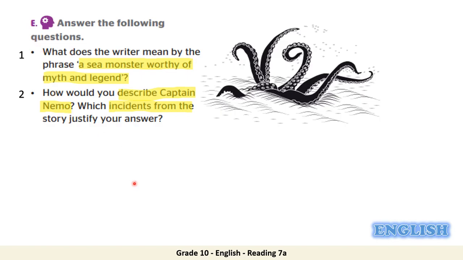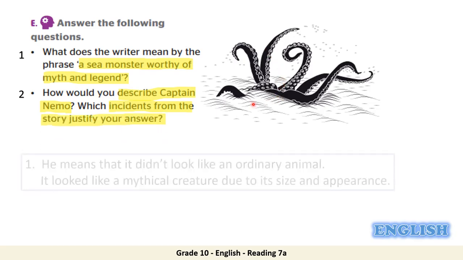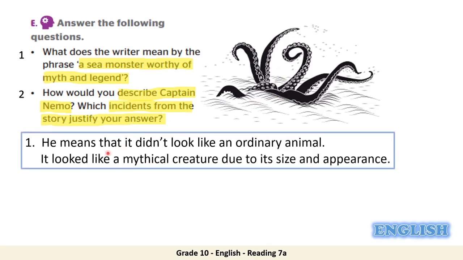Now, let's answer together. What does the writer mean by the phrase, a sea monster worthy of myth and legend? Does it mean that this monster or this creature is a normal or familiar one? No, that's correct. So, it means that it didn't look like an ordinary animal. It looked like a mythical creature due to its size and appearance.